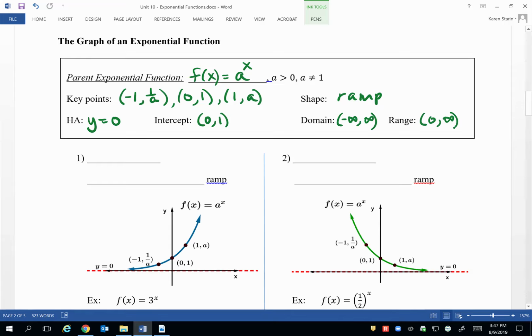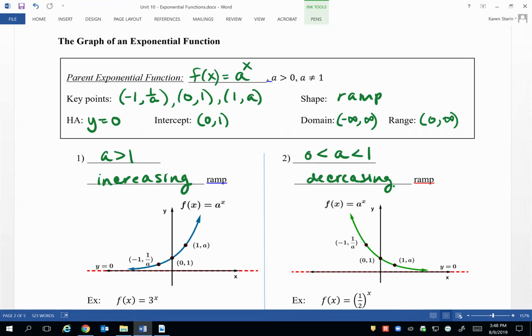Now we need to consider two cases for a. Either a is strictly greater than 1, or a is strictly between 0 and 1. So when a is strictly greater than 1, we have an increasing ramp. We have exponential growth. And when a is between 0 and 1, in other words, it's a fraction between 0 and 1, we have a decreasing ramp, and we sometimes call that exponential decay.